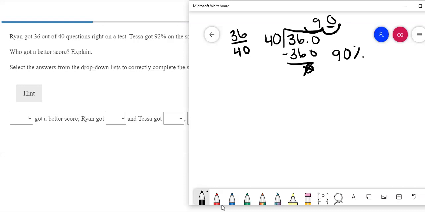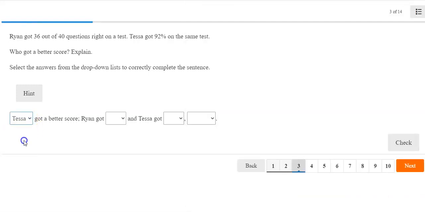Ryan got a 90%. Tessa got a 92. So Tessa got a better score because Ryan got a 90%. Tessa got a 92. And 92 is greater than 90.